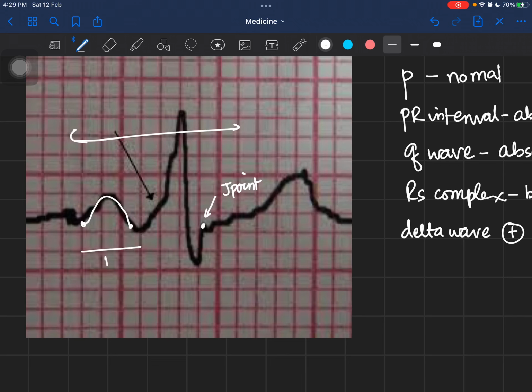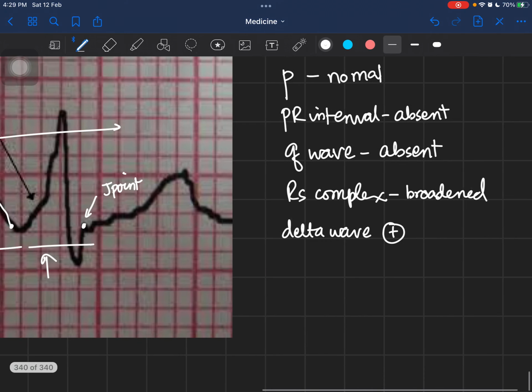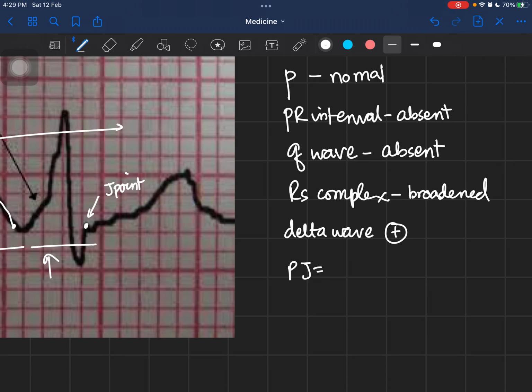So the PR interval is decreased and the QRS interval is increased. So it balances it out. I told you the PJ interval equals the PR interval plus QRS. Because the PR interval is shortened and the RS complex is prolonged, it balances out. So the PJ interval is normal in the ECG of Wolff-Parkinson-White syndrome.